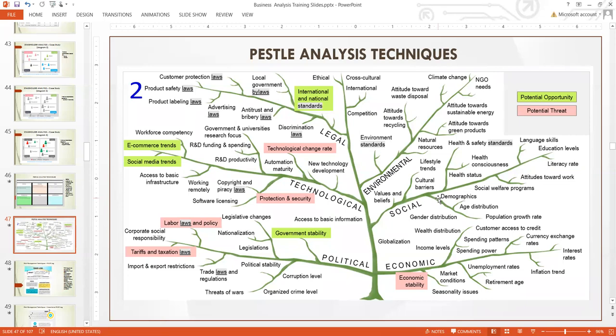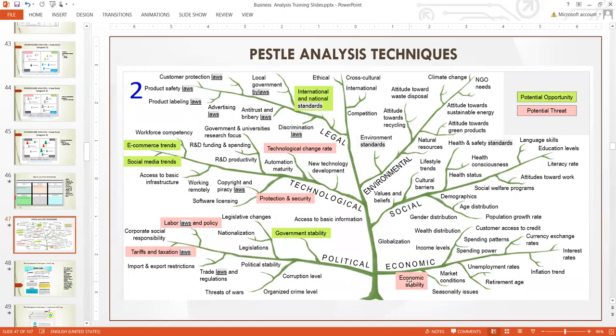So you look at the social factor within this social branch. You look at lifestyle. Is their lifestyle good enough to support your business or the projects you are trying to manage? Or the level of education or the language skills, these are the things you need to understand. So when you understand it, you should be looking at the potential opportunities and threats.